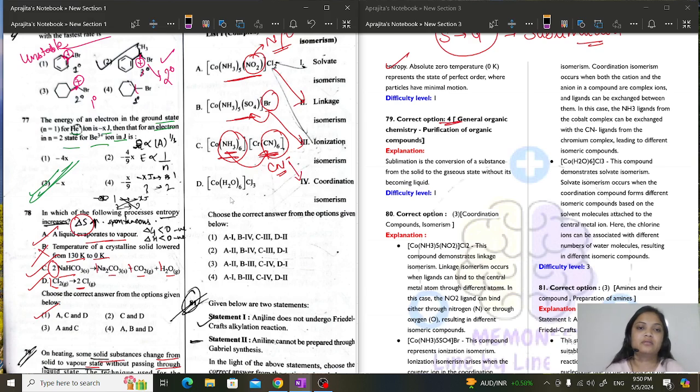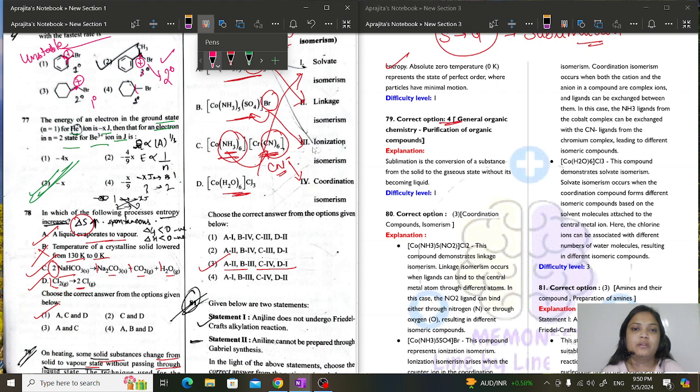Next is the fourth one. It will exhibit solvate isomerism, because of the solvent molecules attached here. Here the chlorine can be associated with different numbers of water molecules. So we will be getting different isomeric products. So we can clearly see the answer would be A2, B3, C4, D1. So the answer is option number 3.